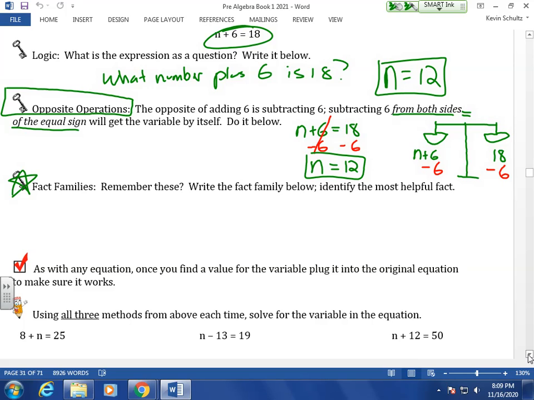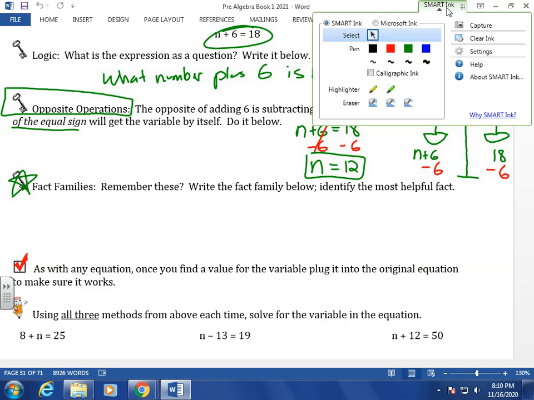This opposite operations method is what I'm going to have you practice for your homework. I think down below it says using all 3 methods from above each time. No. I want you to focus on this opposite operations method. It'll serve you well going forward. So, there are the notes. If you need the video paused, go ahead and pause it. Otherwise, we're going to move on down below.